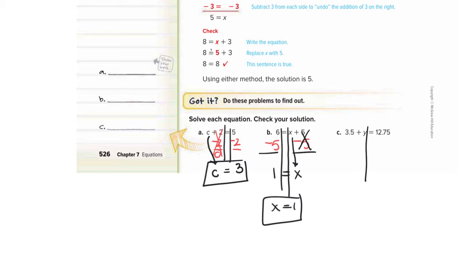Let's do letter C. Split up your equation, the two sides. I want to solve for y, so I want to undo this plus 3.5. To undo that, I would subtract 3.5 from both sides. These cancel out, and now I'm just left with y equals 12.75 minus 3.5, which is 9.25.